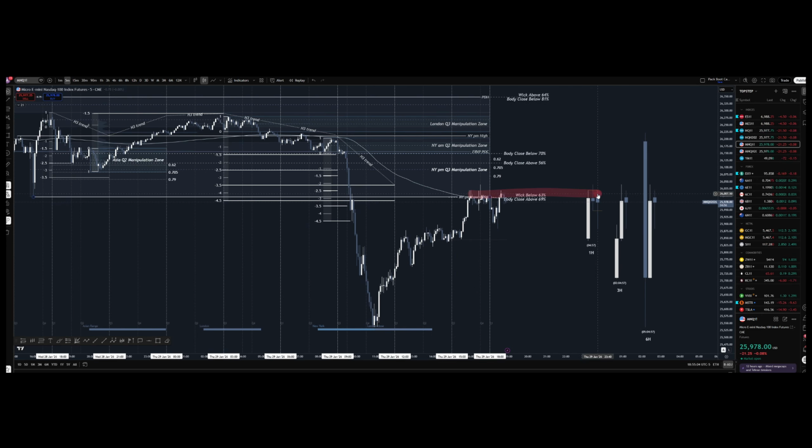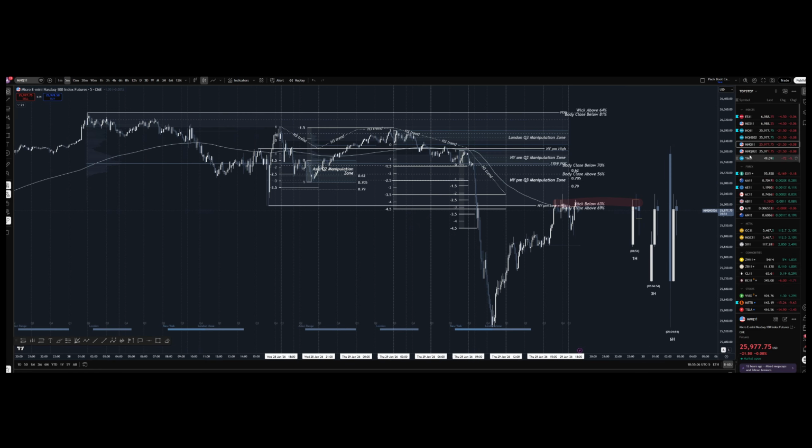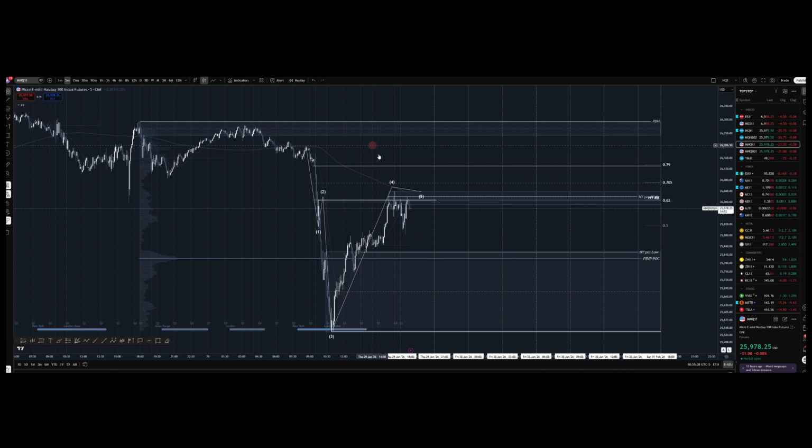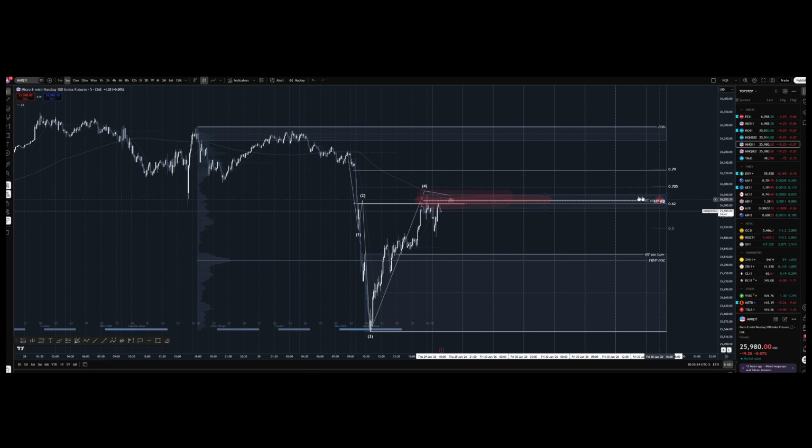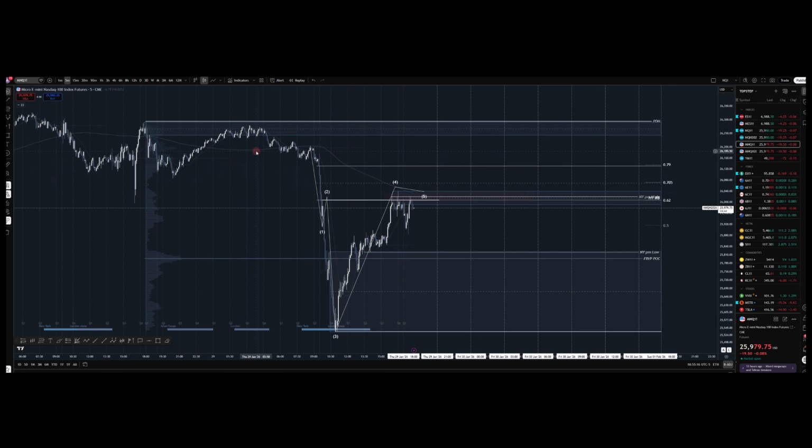Nice reaction again off that H1. H1 rejection block, footprint or wick, whatever you want to call it. Midpoint of that's holding at the moment.